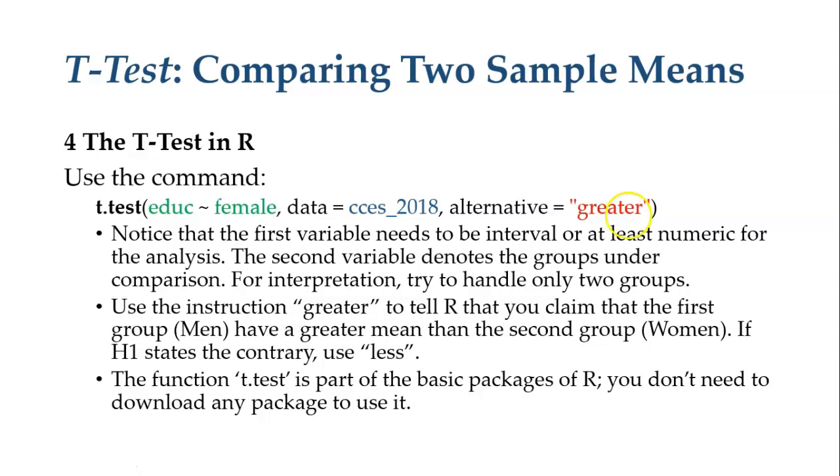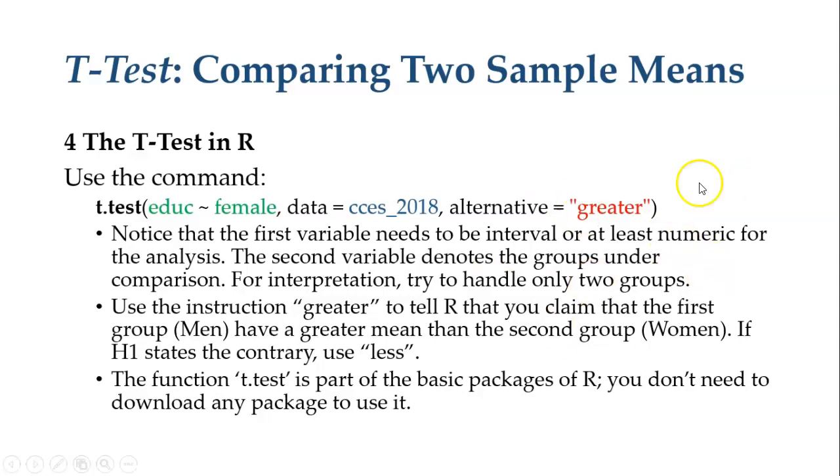We can use another instruction such as less, if we say that, for instance, men are less educated than women, or we can use just alternative equal two.sided. That means that men and women are different, but we are not saying in what way they are different. That's called a two-tailed test, and it's not very common. We usually in social science say that something is higher or lower, or greater or less than another thing. We are not saying they're just different, okay? That's not a very common kind of hypothesis in social sciences.